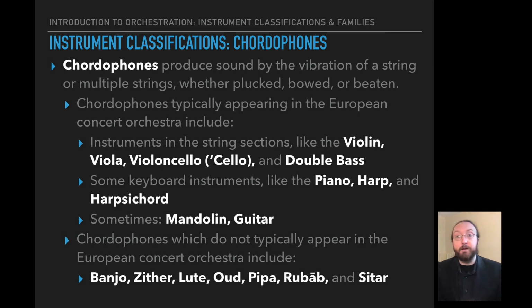Chordophones produce sound by the vibration of a string or multiple strings, whether plucked, bowed, or beaten. Chordophones typically appearing in the European concert orchestra include instruments in the string sections, like the violin, viola, violoncello, typically just referred to as cello, and the double bass. Some keyboard instruments too, like the piano, harp, and harpsichord, and sometimes we'll see the mandolin and guitar appearing in the orchestra. Chordophones not typically appearing in the European concert orchestra include some of the following: banjo, zither, lute, oud, pipa, rebab, and sitar.